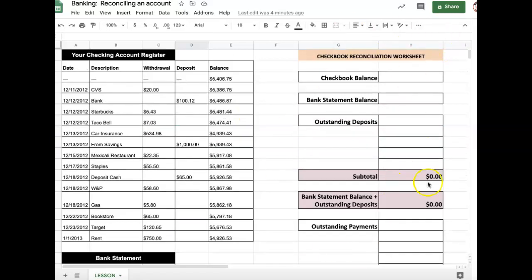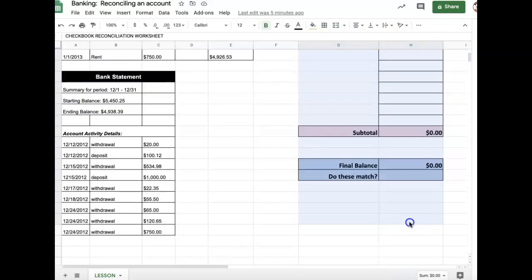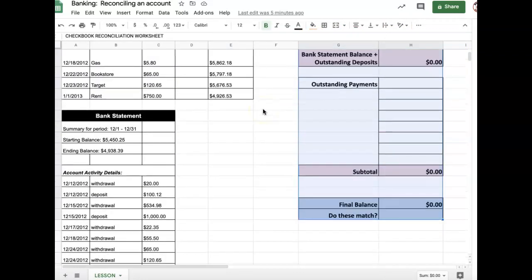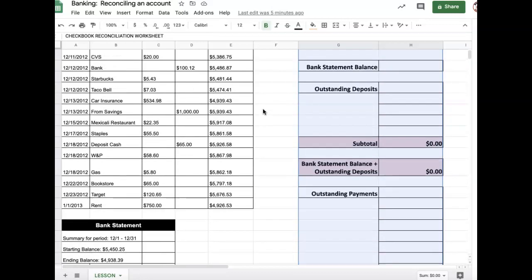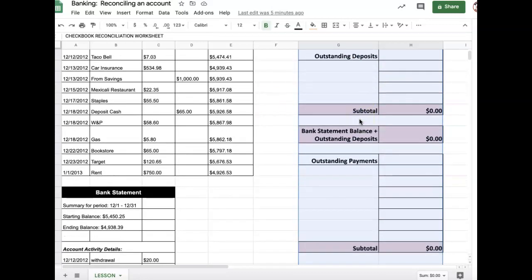We'll talk about this later. This is actually usually included on your bank statements. It's called a reconciliation worksheet. And on the back of my bank statements, whether they come through email or regular mail, you flip it over and they give you this little worksheet to figure it out. And we'll just turn it into Google Sheets because we know how.